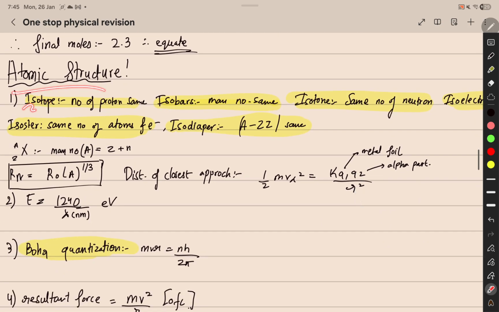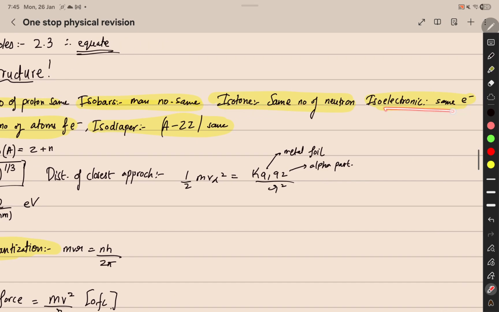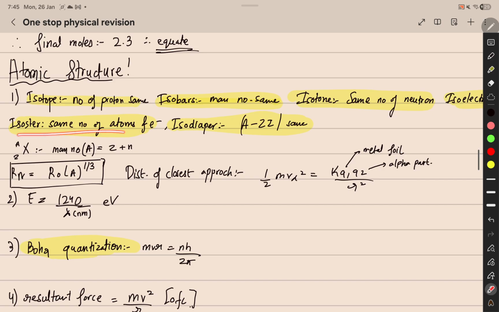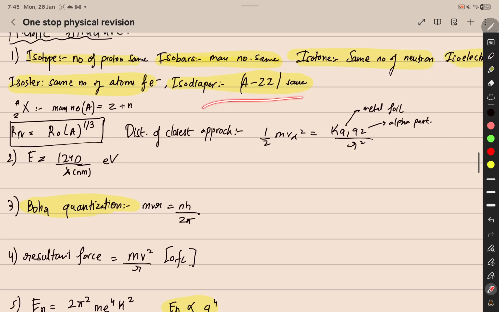Then the atomic structure chapter. Isotopes have the same number of protons, isobars have the same mass number, isotones have the same number of neutrons, isoelectronic species have the same electrons, isosters have the same number of atoms and electrons, and isodiaphers have the same A minus 2Z. Okay, then we have this relation: mass number is equal to Z plus number of neutrons.